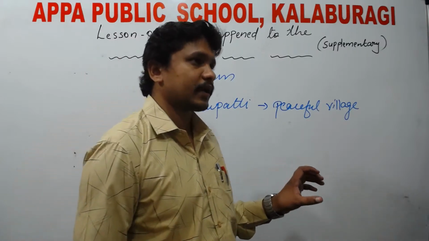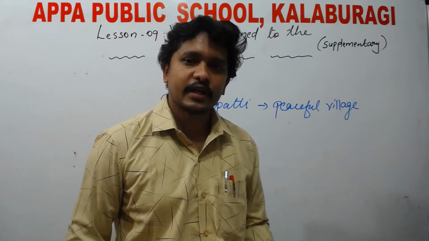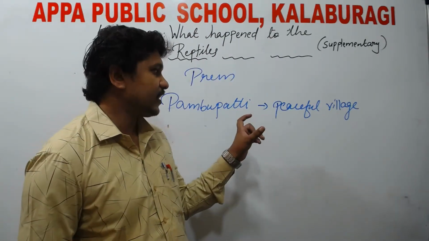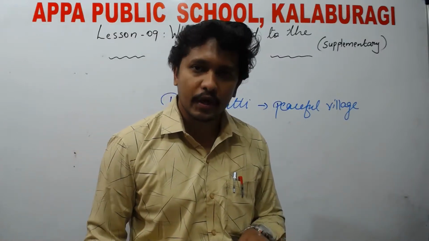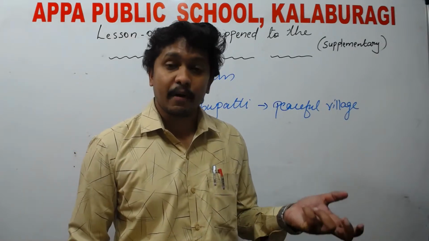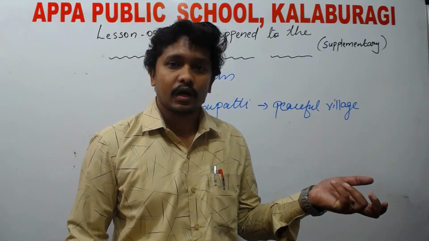So, the first paragraph we are discussing is about the village Pambupati. What is the specialty of the village? It is a peaceful village. How this village is peaceful, it is showing there. Different kinds of people live there. Some are black, some are dark, some are white, some are short, some are tall.